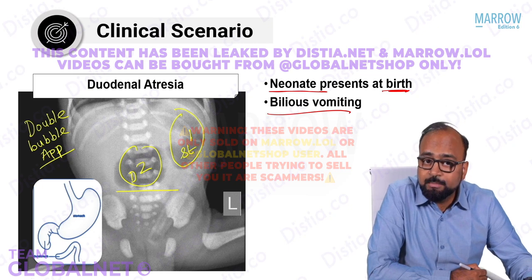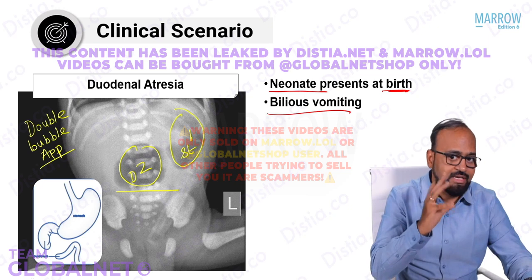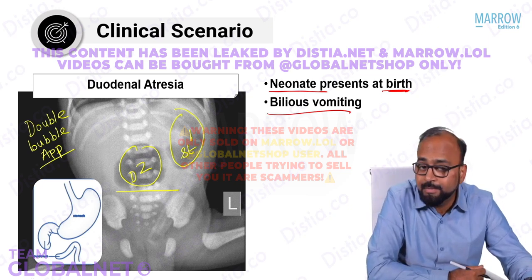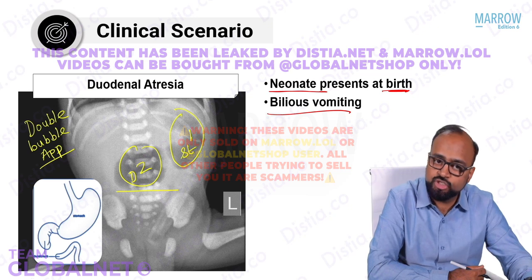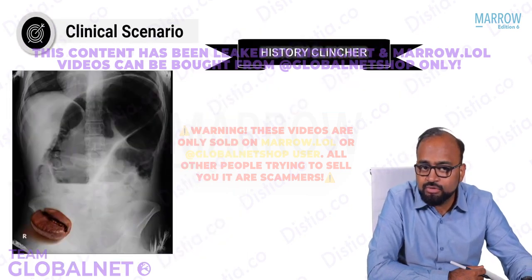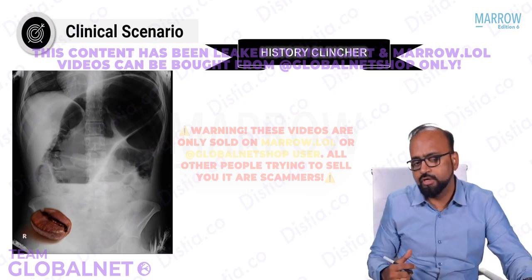A single bubble appearance has conventionally been described in pyloric stenosis because the stomach is dilated only. A double bubble appearance is duodenal atresia. A triple bubble appearance has been described in jejunal atresia. Yes, so this is about duodenal atresia. Now see, there's a specific history clincher, right, which is associated with this particular imaging finding.